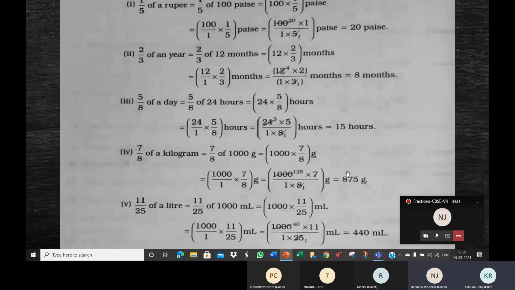Supposing, see here what you see is 1000 and 25 have been simplified using the tables of 25. So it is 25 ones are 25, 25 40 times 1000.